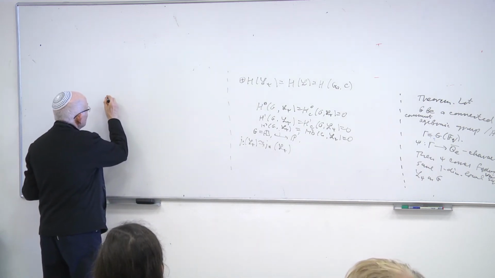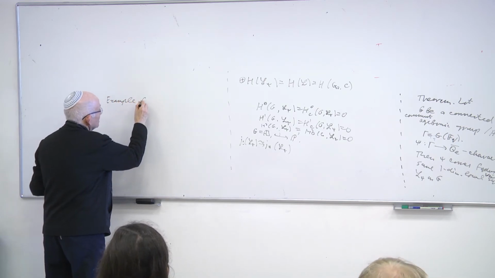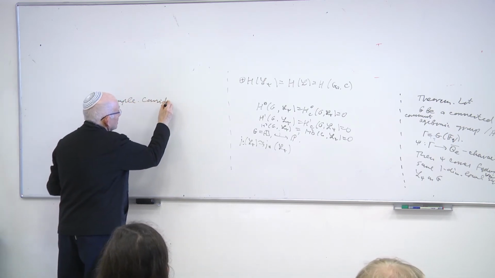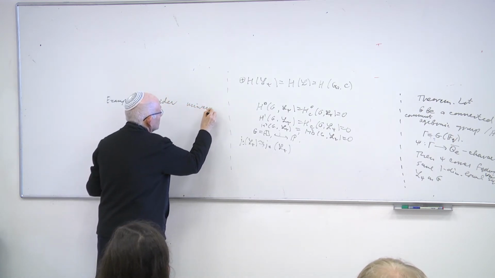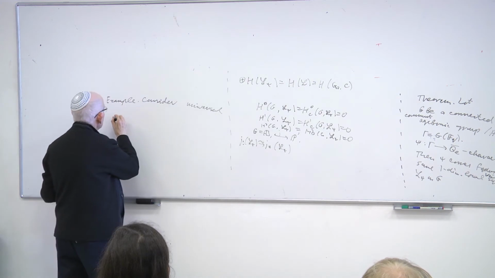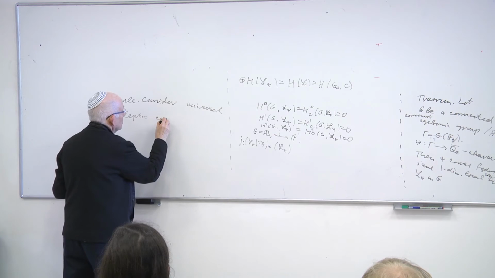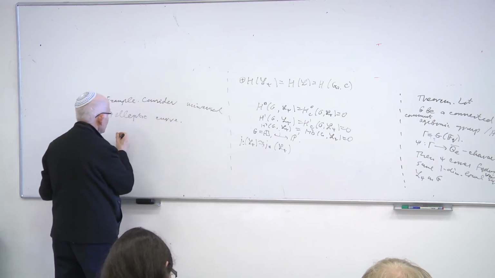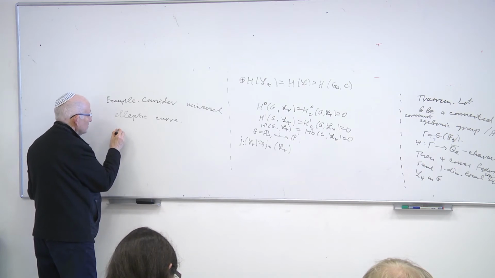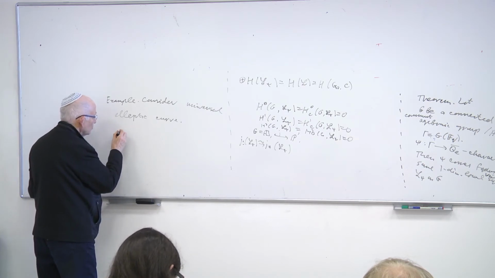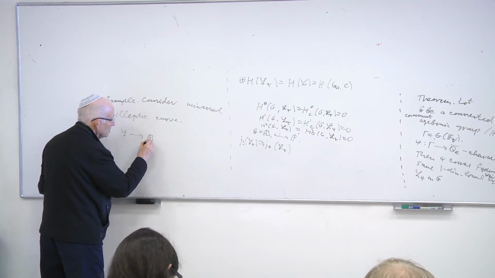Namely, for example, consider a universal Kloosterman curve. So by definition, a universal Kloosterman curve is a morphism. Somehow you have a variety Y, which is mapped into A1, the standard A1.